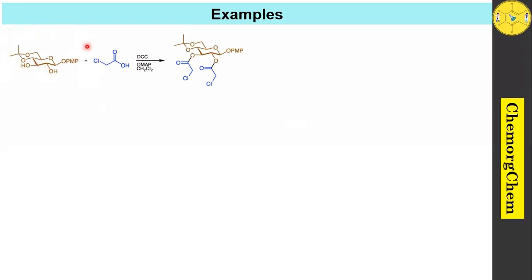So you can find the link in our description box. Next, moving on, some examples are based on Steglich as well as Keck macrolactonization reactions. Now you see this sugar derivative reacts with chloroacetic acid in the presence of DCC and DMAP, which readily produces the corresponding ester product. This is another example: when you take the keto acid and react with this phenol derivative in the presence of DCC and DMAP, it readily produces this corresponding ester product.